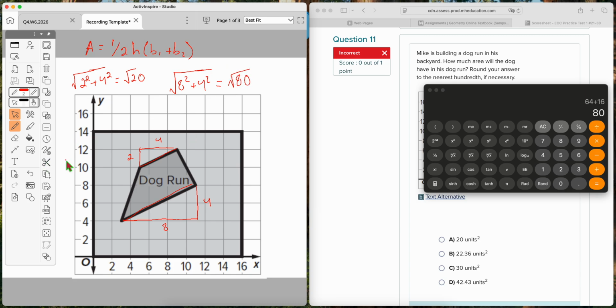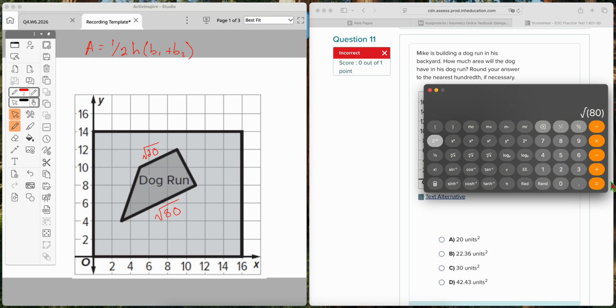So let me clear some things, and I'm going to label those sides. I'm just going to erase stuff that's in the way. So my bases, I'll rewrite square root of 20, square root of 80. Please use the speed up feature if I'm taking too long. Let's add those so we can put that in the parentheses. Square root of 80 plus square root of 20.